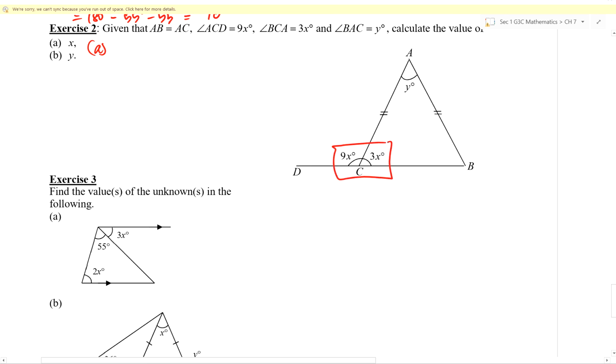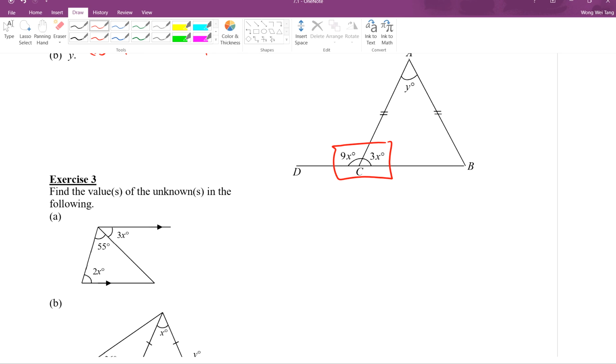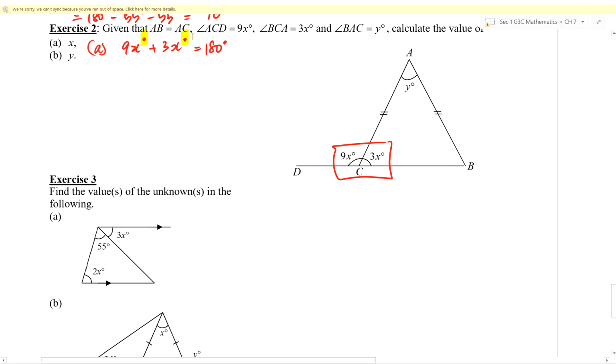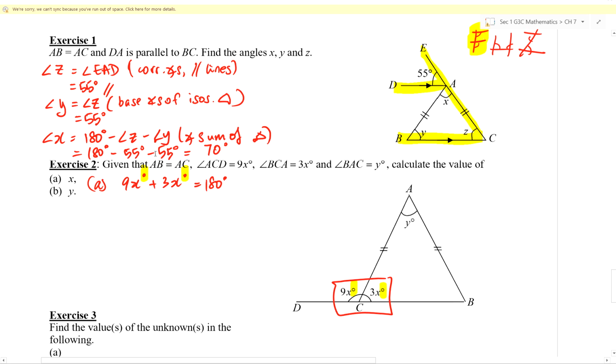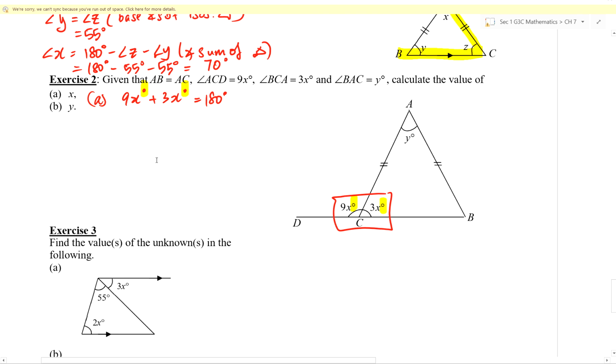We're going to make use of this property. 9x plus 3x degrees must be 180 degrees. Notice that I wrote the degree symbol. I am very careful whenever I deal with angles. If the question has a degree for x, I will include it. Whereas in the previous case, notice that x, y, and z do not have degrees, so my x, y, and z do not have degrees, but the final value will have a degree symbol.